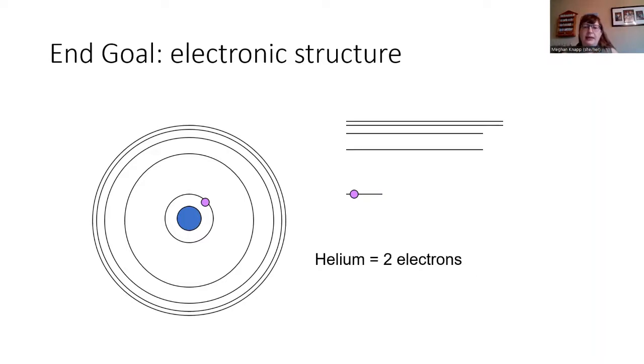Okay, helium has 2 electrons, so we've got 2 in there, and now our level is full. So anytime we fill up a ring on the atom or fill up a line on the right-hand side, we're going to have a full shell, and that is going to be for a noble gas, that far right-hand column on the periodic table.